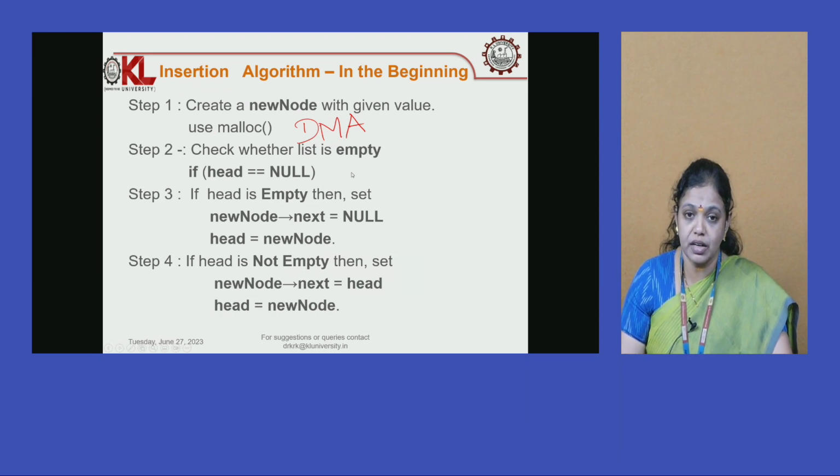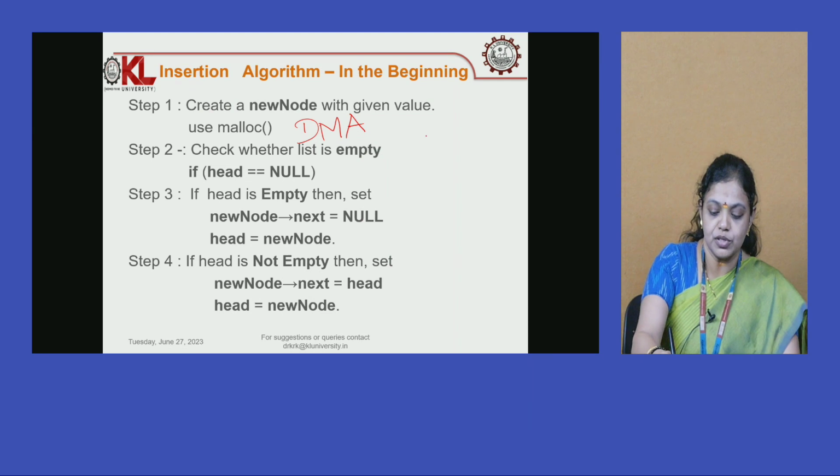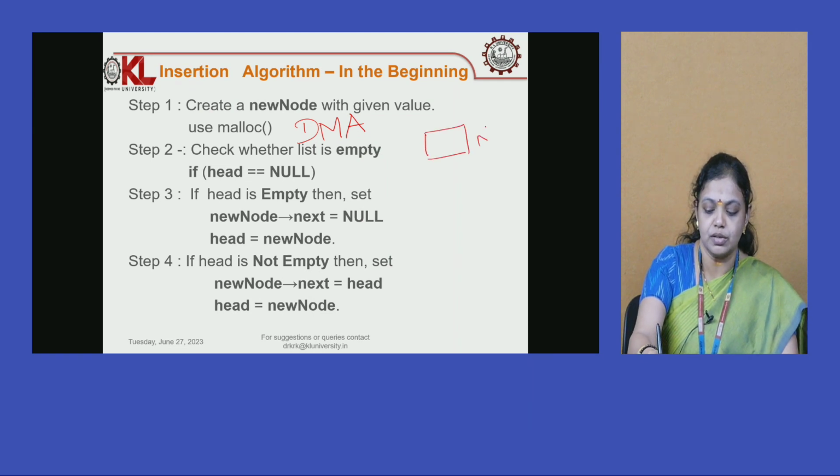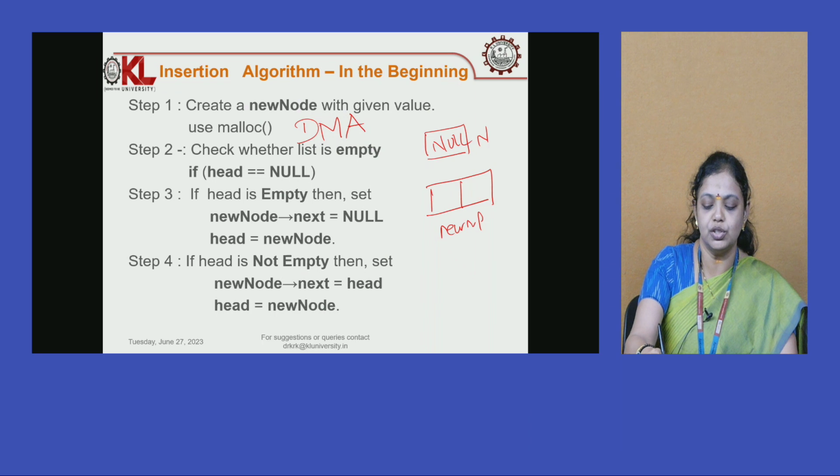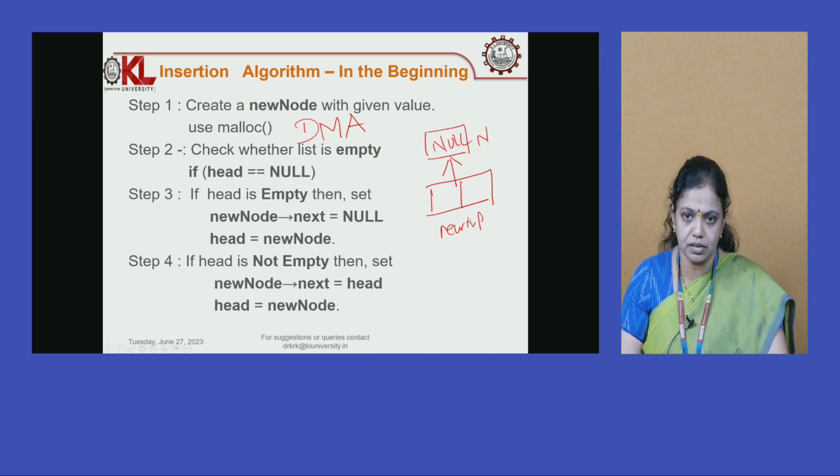So if head is equal to null, then directly, suppose, see, now here head is equal to null. So this is my new node, right? So what will I do? Just this new node address, I will update it in the head. So new node of next is equal to null, right? So if new node of next is equal to null and head is equal to new node, I just attach that to the new node.